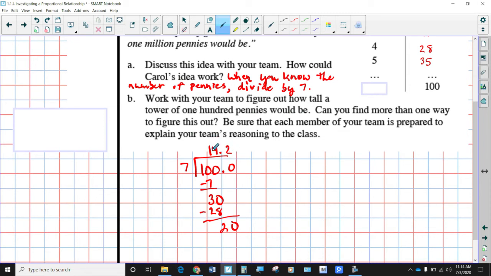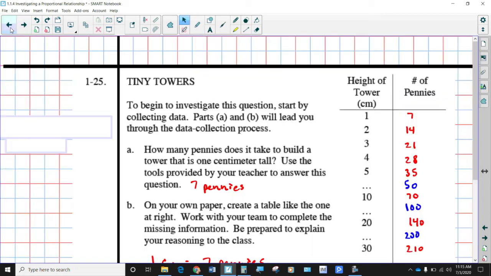But we're not going to have a fraction of a penny. Or actually, no, these are centimeters, aren't they? We could have decimals. At any rate, let's just round it off. This is very close to 14 centimeters. So that's what we're going to say. It's a little bit more than 14, like 14.2, maybe rounds up to 14.3, but we'll call it 14.